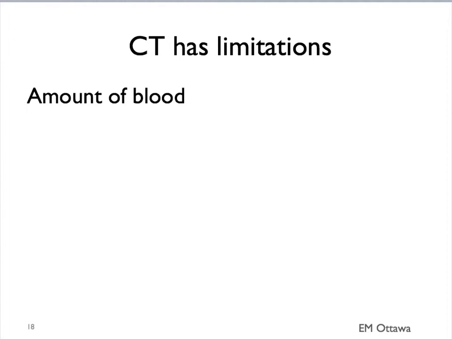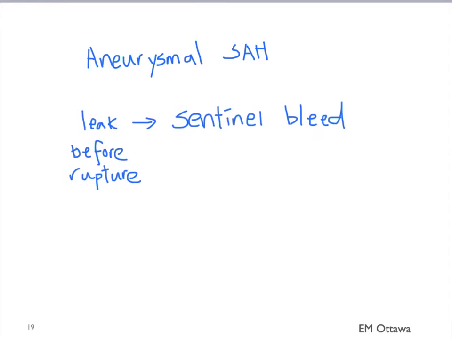The second limitation has to do with the amount of blood. When the amount of blood is quite small, it is simply very difficult to see on CT. This is especially relevant in patients with subarachnoid bleeding from aneurysms. Remember that in some patients with aneurysmal subarachnoid bleeding, before the aneurysm rupture, they can have a warning event, a leak of the aneurysm, also known as a sentinel bleed. That sentinel bleed tends to be in very small amount.